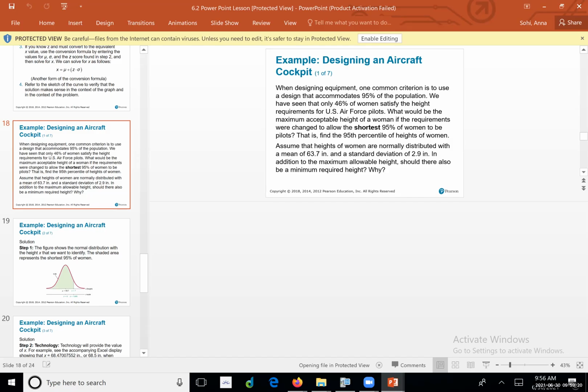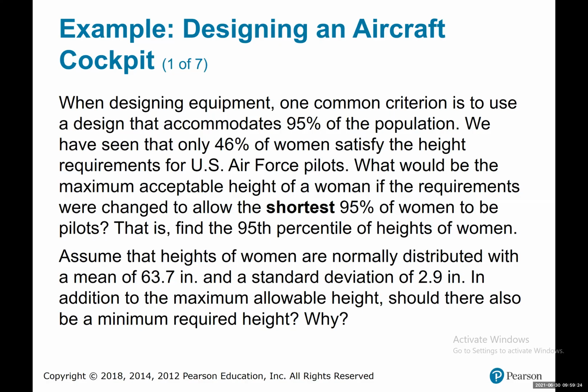Okay, this is a good one. I see a question. Oh, that's fine. Thank you for letting me know. Can someone please read this one? Can I get a volunteer to please read this one?